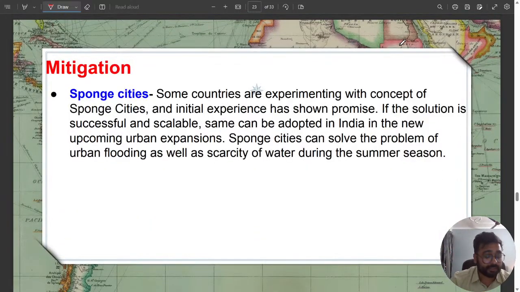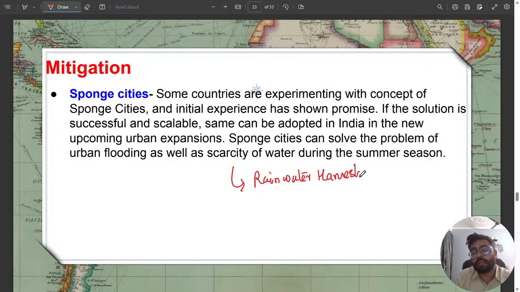And then the last thing is the concept of sponge cities. Okay, the concept of sponge cities as a mitigation strategy. In sponge cities, basically you will make your city in such a way that it will allow more percolation of water. This more percolation of water can happen if you develop rainwater harvesting systems. Rainwater harvesting systems can help.